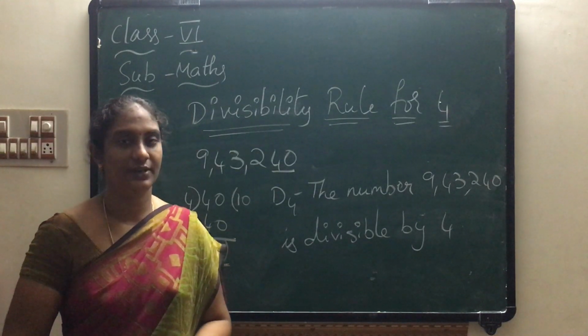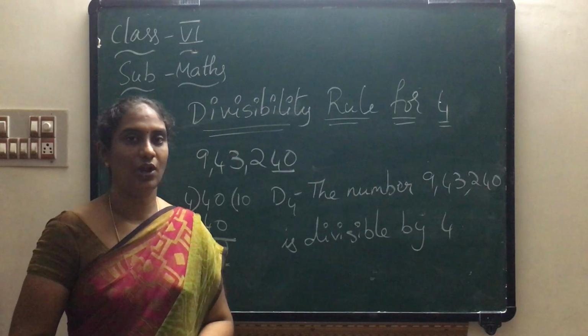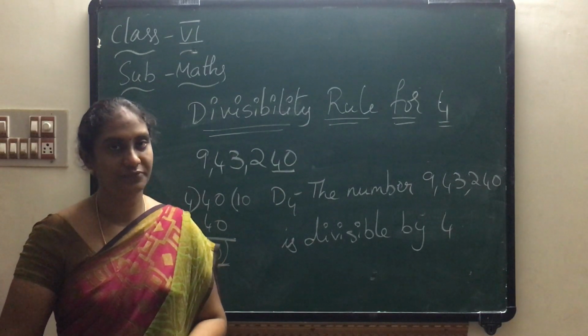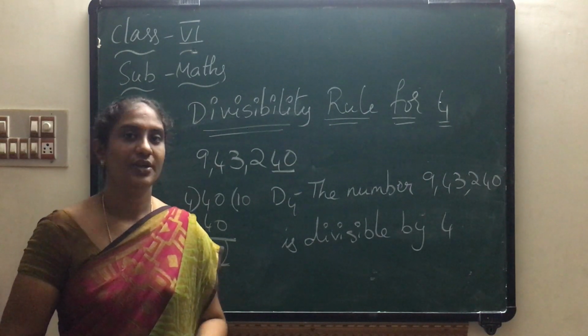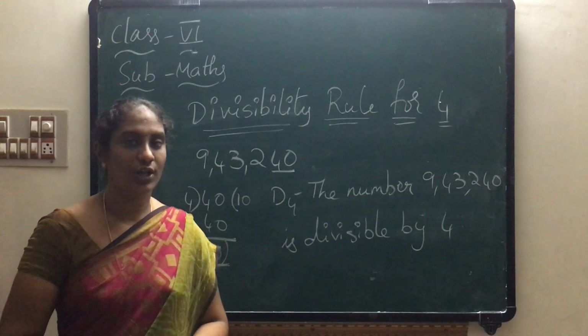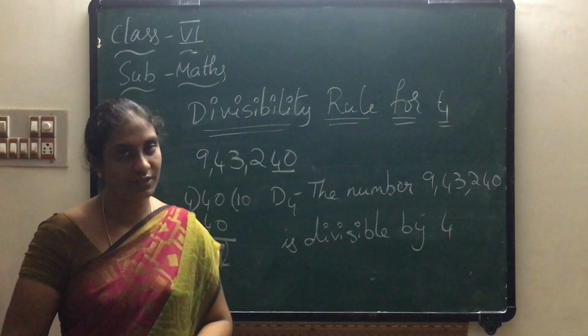For the 3 table, what is the rule? The sum of the digits is a multiple of 3. What do we have to do? We have to add all the digits. By adding all the digits, we get one answer. That must be a multiple of 3.